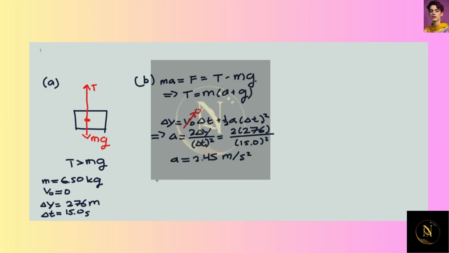Now we can go ahead and solve for that tension force. Remember the tension equation from all the way up there. We can plug in numbers: T is equal to the mass, which we said was 6.50, multiplied by the acceleration plus the acceleration due to gravity, 9.81 meters per second squared, and get a tension of 79.7 newtons.